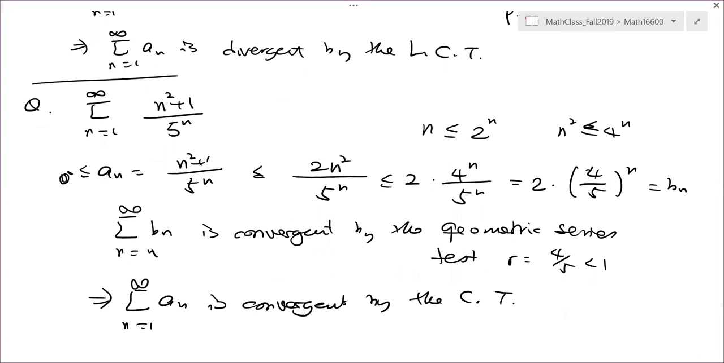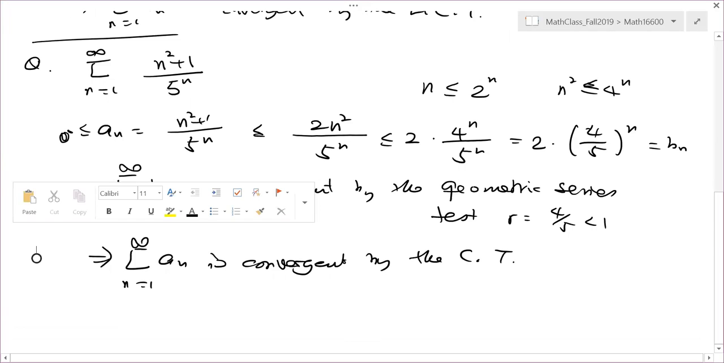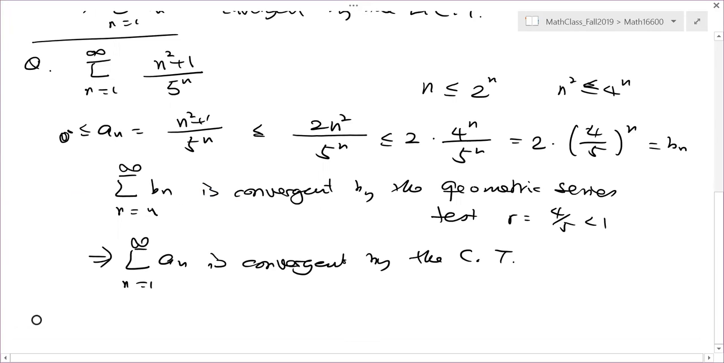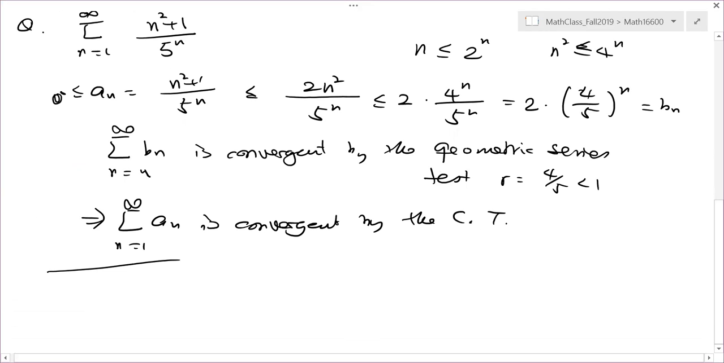But I said that it's not easy to use a limit comparison test here. So then we're trying to use a ratio test.